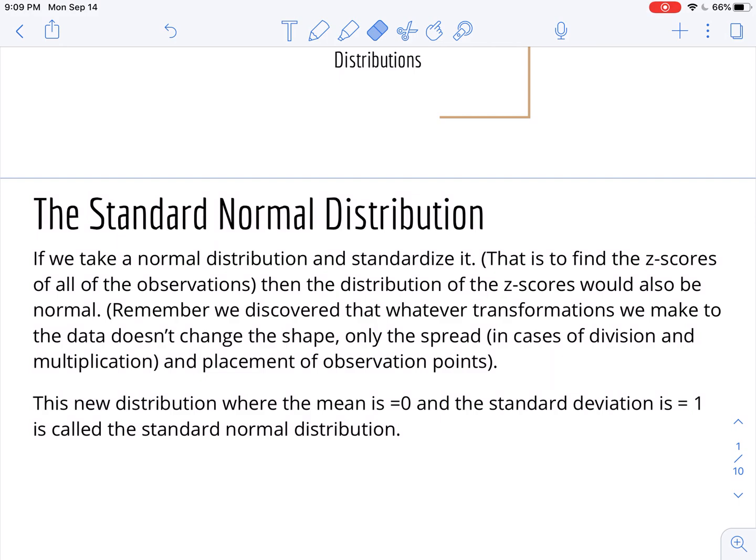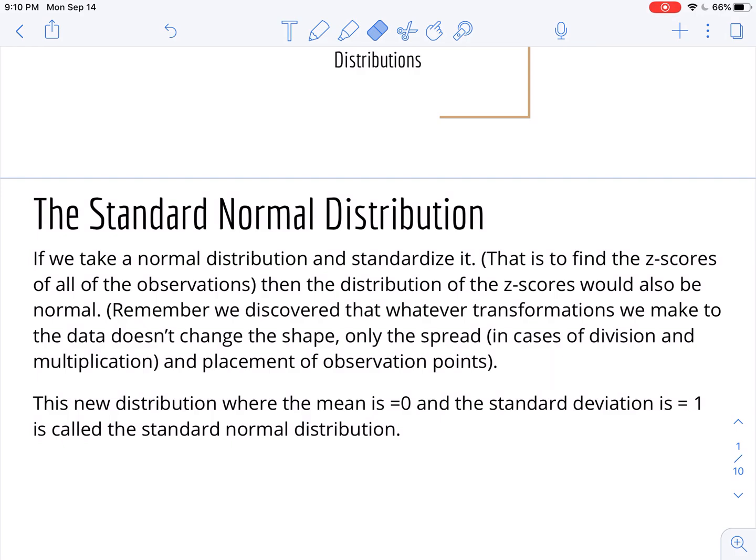The idea of the standard normal distribution is to take a normal distribution and then standardize it. So go through and figure out what your z-scores are of all your data points. If you recall from our activity when we were looking at the test scores of the class, we went through and transformed that and turned them all into z-scores.